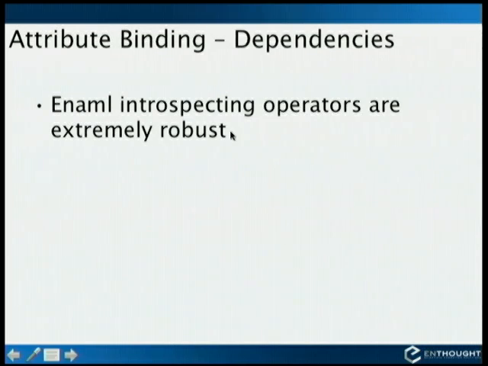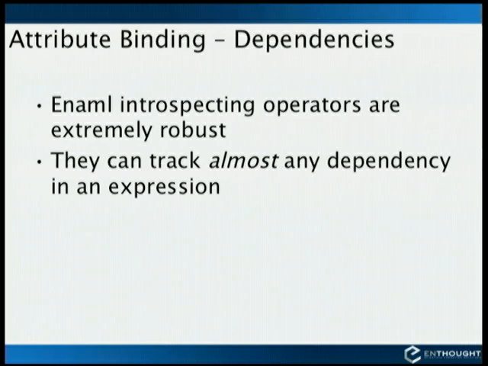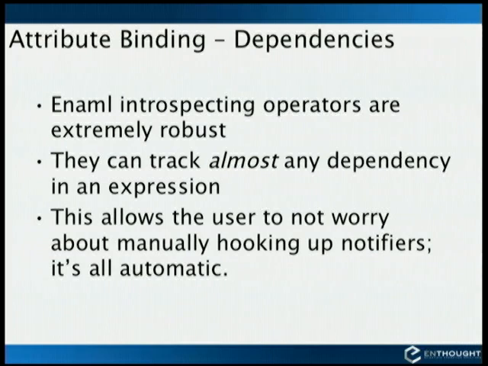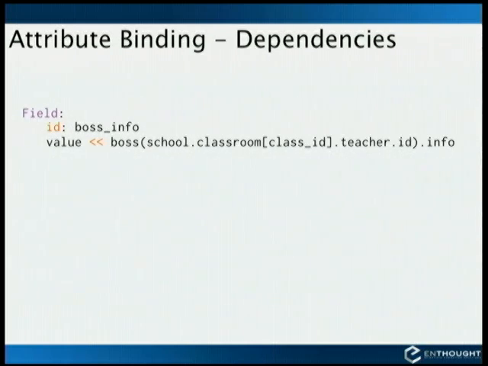One of the big features of Enaml is binding to your attribute. I've got a Python expression that I want to compute and shove into a view. We've got operators that do this for you, that introspect your expressions and pick out all the dependencies, and they're extremely robust. By robust, I mean they can track almost any dependency in an expression. This allows the user to not worry about hooking up bindings. There's no .bind in Enaml. You don't have to bind to any events on your UI. You just take an attribute on your UI and shove it into your model, and vice versa. You don't have to worry about hooking up notifiers or managing connection lifetimes. All of that's done automatically.